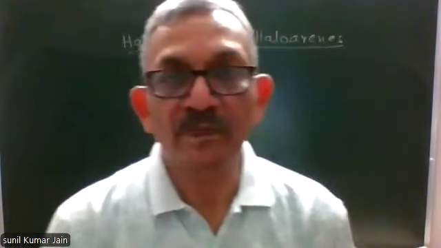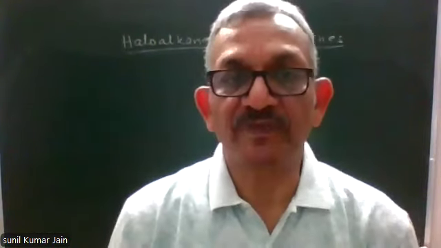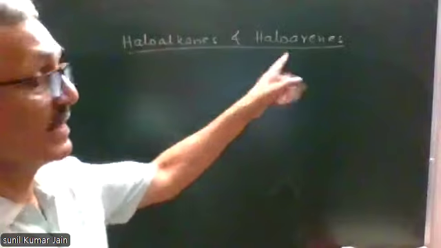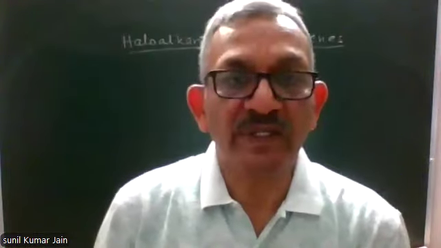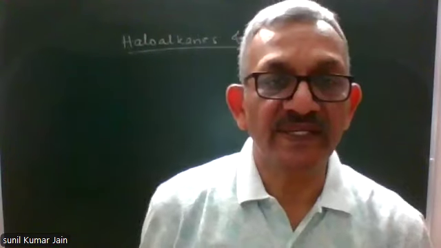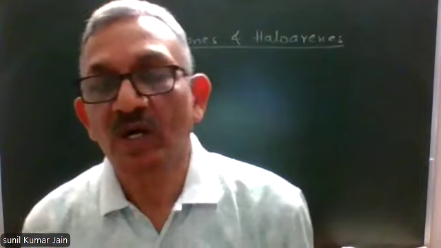Hello students. So we start with the first chapter of organic chemistry, that is haloalkanes and haloarenes. Haloalkanes in common nomenclature are called alkyl halides and haloarenes are called aryl halides. So we can say haloalkanes and haloarenes, or we can say alkyl halides and aryl halides.